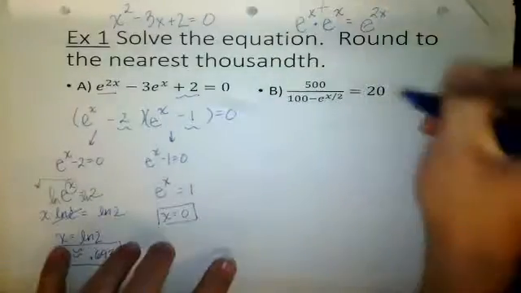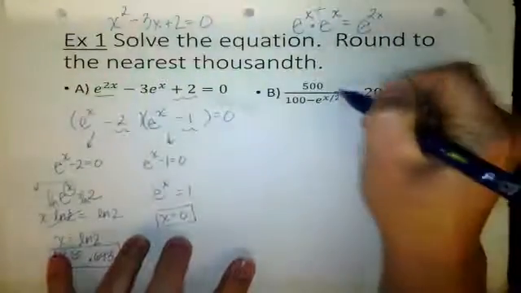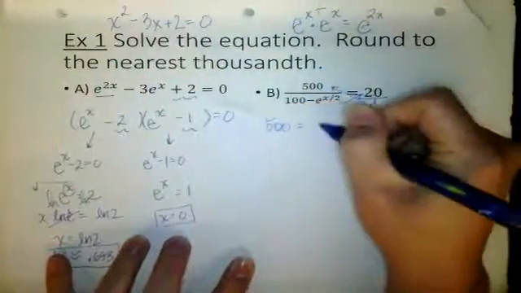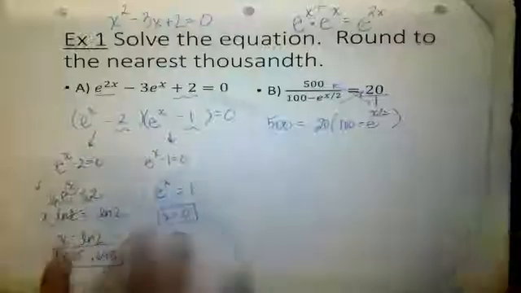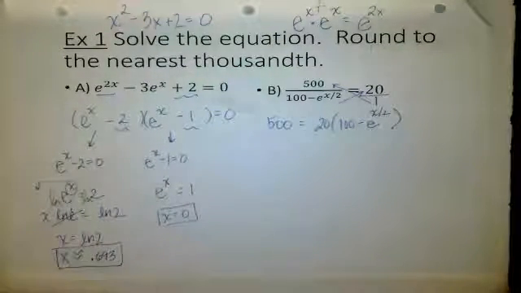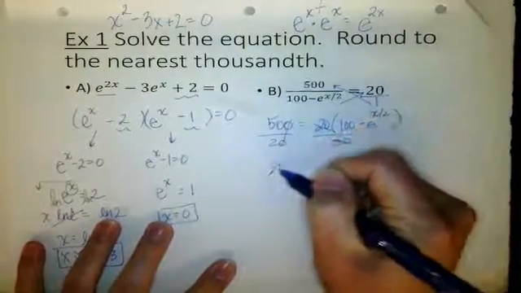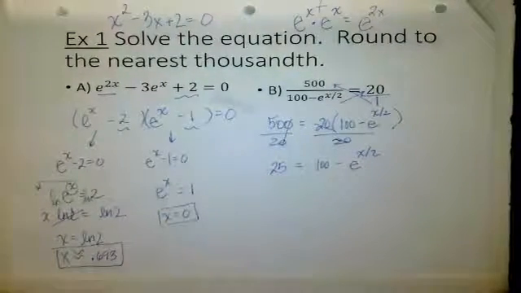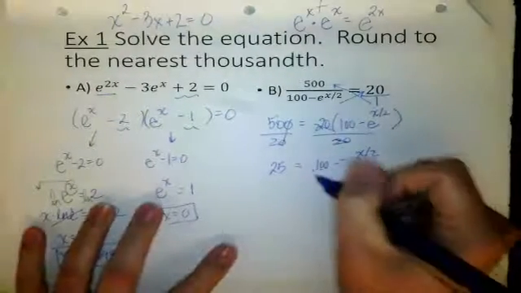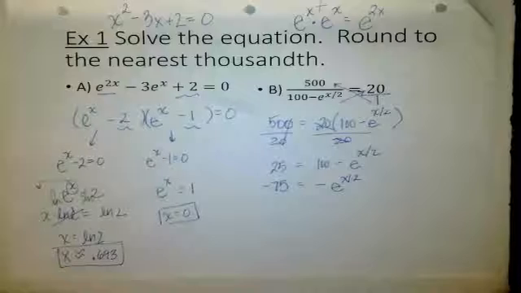Cross multiply. Very good. Think about this as 20 over 1, and then we can cross multiply. So I get 1 times 500 is 500, and I'm going to have 20 times 100 minus e to the x over 2. I could distribute the 20. What else could I do with the 20? Divide by the 20, which is what I would prefer to do. So we get 25 equals 100 minus e to the x over 2. All right, now what? Subtract 100, we get negative 75 equals negative e to the x over 2. Then what?